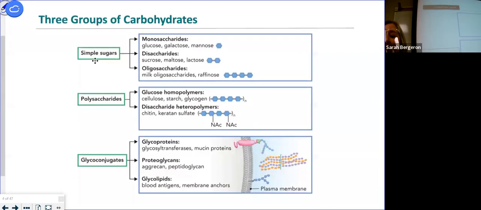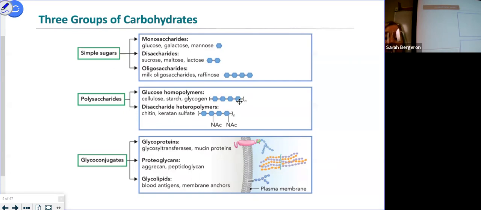So here are our examples, right? Simple sugars. You can have mono, di, and oligo. We said glucose is a good example, galactose, mannose, there's all kinds. Disaccharides. We've talked about sucrose, right? In the last class, we talked about lactose. Last time, not really maltose, I don't think. Did we? Maybe. Oligosaccharides. So oligosaccharides are in milk. We'll kind of talk about that. It's really cool. Raffinose, we'll talk about a bit.